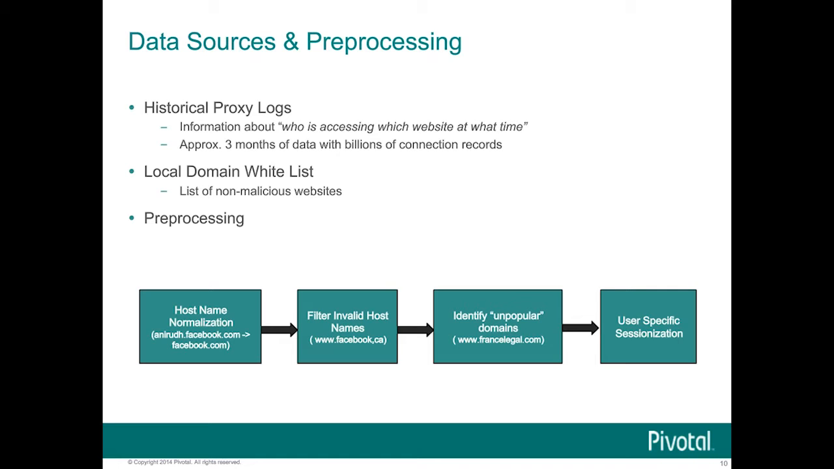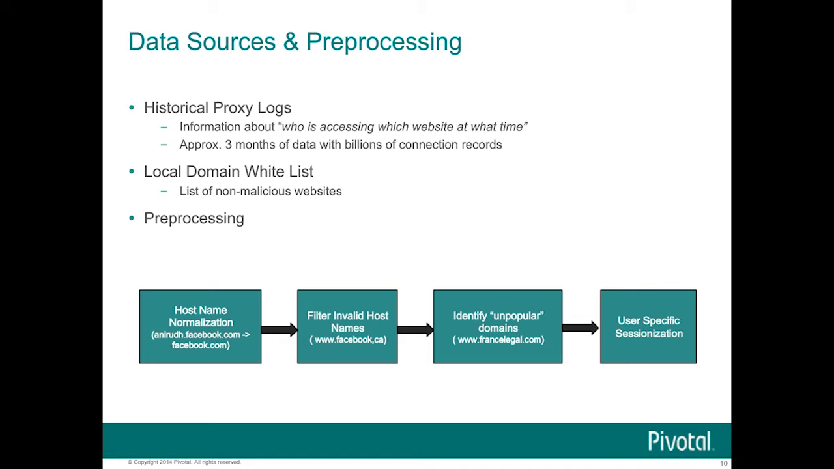Then we identify the unpopular domains. We define unpopular by aggregating the number of users per domain. If we set a specific threshold, say that the domain is being accessed by fewer than 50 users, then such domains can be considered unpopular. Say for example, something like francelegal.com, a website that's not being accessed by most people in an organization. So that could be an unpopular domain. Using grouping methods in SQL, we group the domains by the user count and then identify the unpopular domains.